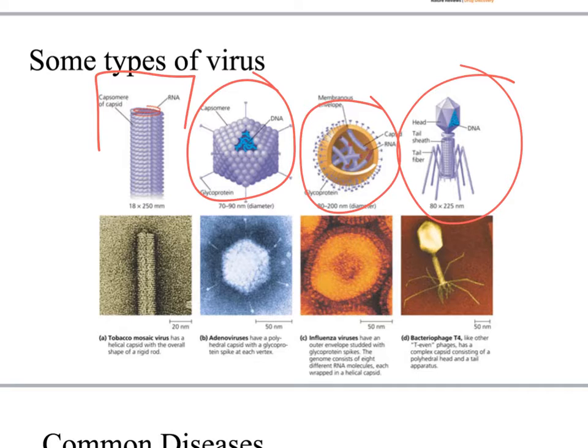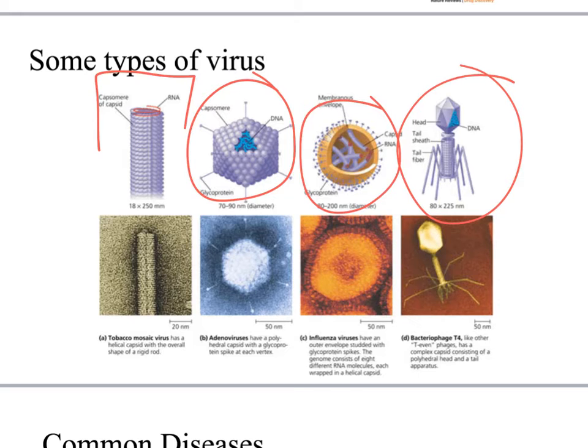These are images of electron microscopy. Sorry. And in those images, you can see that they have the shapes that we can have here. Okay?